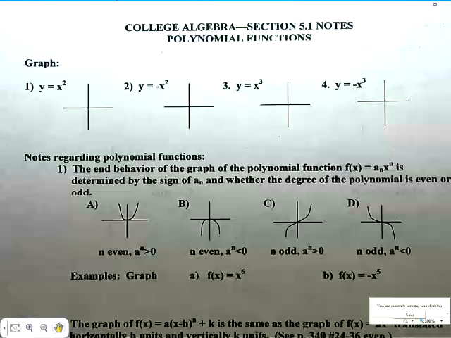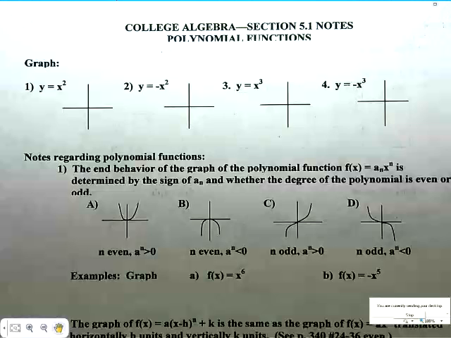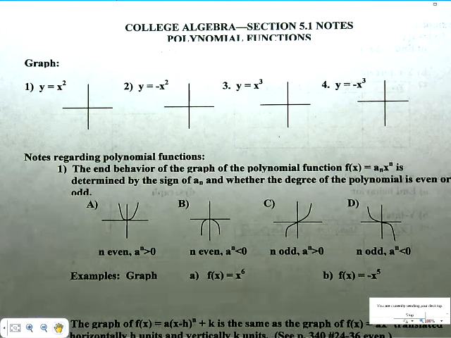What's the domain of any quadratic function? Domain is what x can be. So what is it for a quadratic function? All real numbers, or you could write negative infinity to infinity. All right, that was our warm-up quiz.